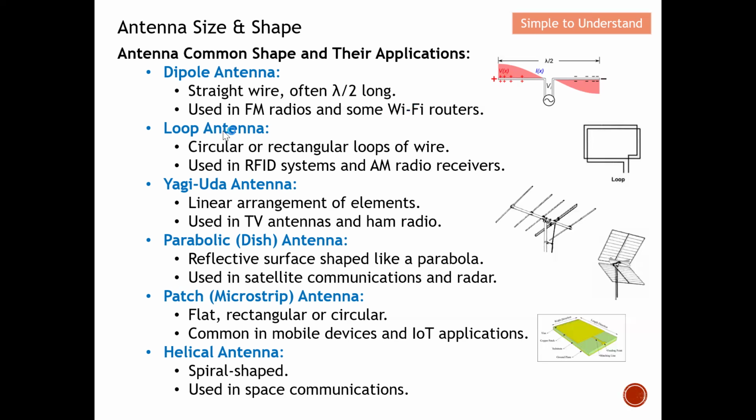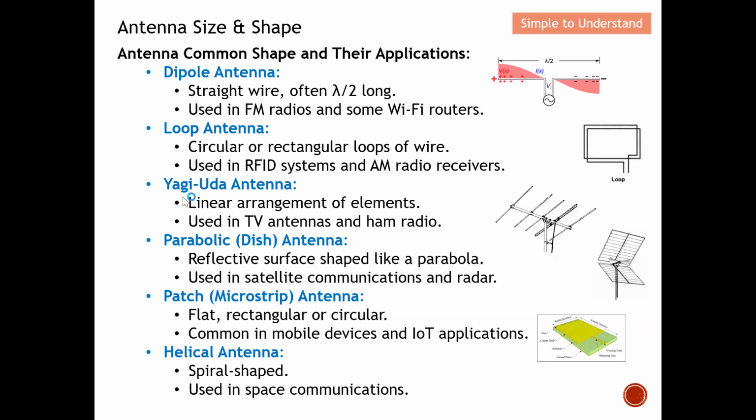As for the loop antenna, they can be circular or maybe even a rectangular loop of wire. You can see that this is actually a rectangular loop of wire. There are many used in RFID. Not so much, we don't actually design much on AM radio receivers. I think the AM radio receiver has already phased out.